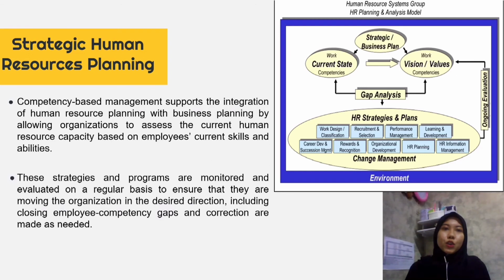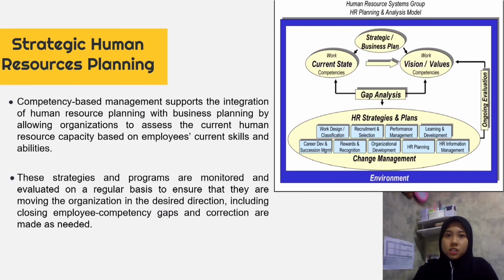Next, strategic human resources planning. Competency-based management supports the integration of human resource planning with business planning by allowing organizations to assess the current human resource capacity based on employees' current skills and abilities. These skills and abilities are measured against those needed to achieve the vision, mission, and business goals of the organization. If the available people lack necessary competencies, the organization plans how it will develop them.